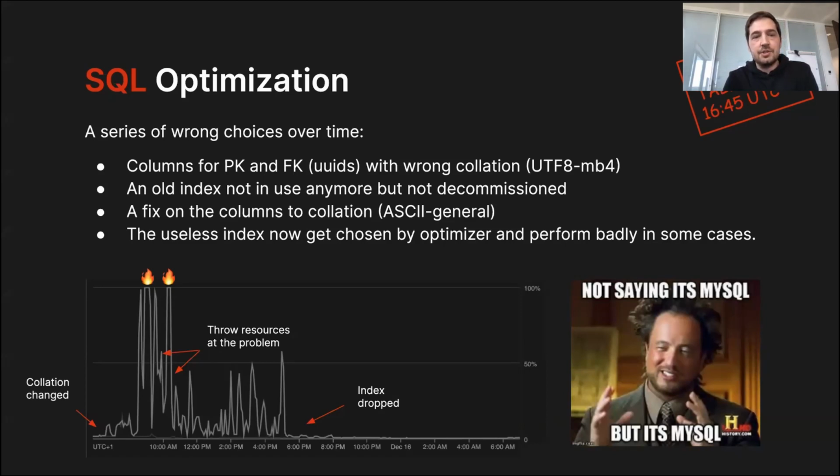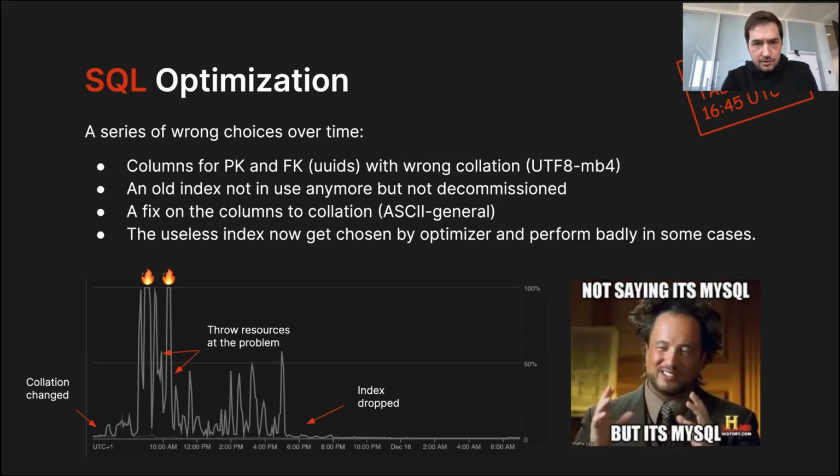We initially had a column that was storing IDs, foreign keys and primary keys. We are using UUIDs for everything in Passbolt, but they were using the wrong collation: utf8mb4, which allows you to store other characters that you would never find in a UUID. So in order to gain some performance, we changed the collation to ascii_general, which gave us some additional performance.